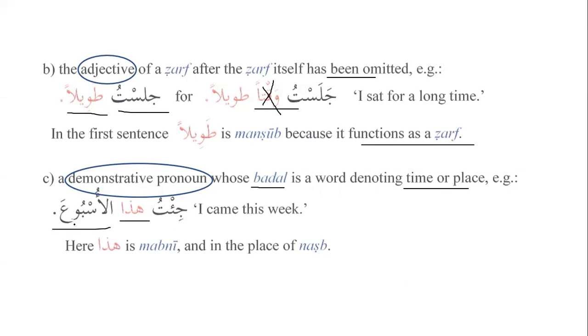So al-usbu, as we know, is used to refer to time. Because we have used hadha for the time, similarly we can say that hadha is not ismul ishara, it is naibul dharfi. Here hadha is mabni and in the place of nasb. Why? Because it has become dharf or naibul dharf. So that's why we will say it is mansub. Even though we know that hadha is mabniyun, when it is used in a sentence, we will say that this is mahallan mansub or majroor or marfu.